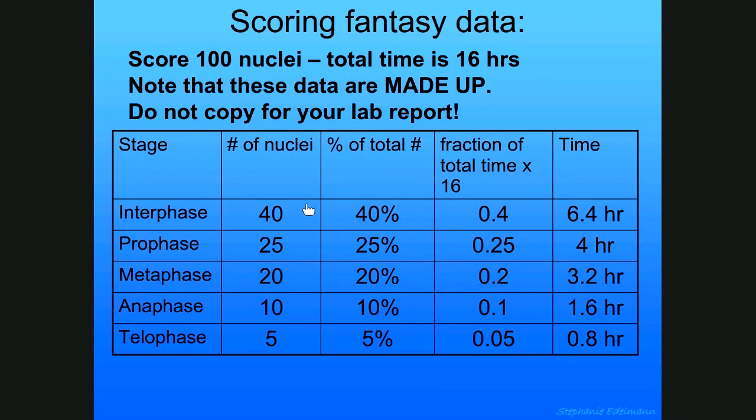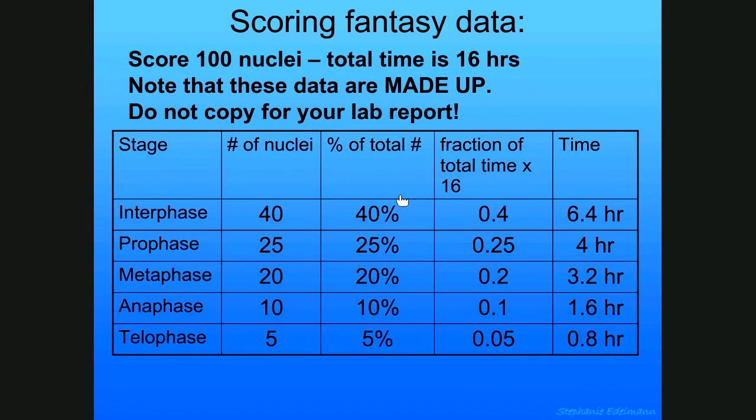So let's say for kicks, we're scoring 100 nuclei, and these numbers are completely made up just to help you with the numbers. So let's say for your interphase, you counted 40 nuclei in interphase, 25 in prophase, 20 in metaphase, 10 in anaphase, and 5 in telophase. That adds up to 100. Now you're going to calculate the percentage of the total, which, if you counted 100 of them, is the same number, right? So 40% of the total nuclei you scored were in interphase, 25% were in prophase, 20% were in metaphase, 10% in anaphase, and 5% in telophase.